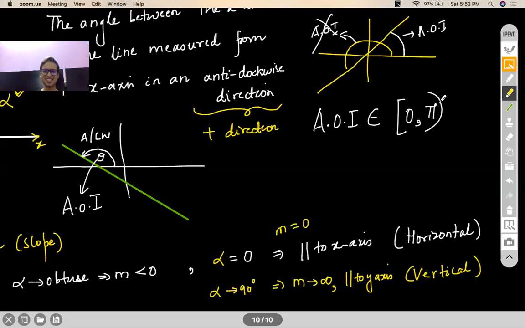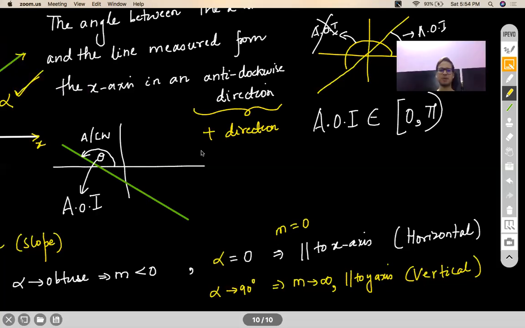Correct? So it is back to 0. So if you're saying the angle between a line and the x-axis is 180 degrees, it is as good as saying the angle between the line and the x-axis is 0. Okay. So please make a note of this. A lot of confusions I've seen in my past with angle of inclination.